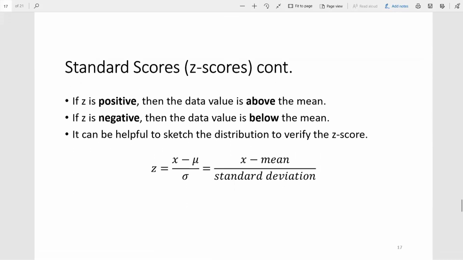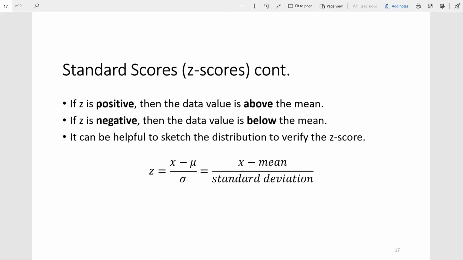So here's how you calculate the standard z-score. First of all, the z-score is going to be the value of the data minus the mean divided by the standard deviation. It's as simple as that. If it's positive, then the data value is above the mean. If it's negative, then the data value is below the mean.